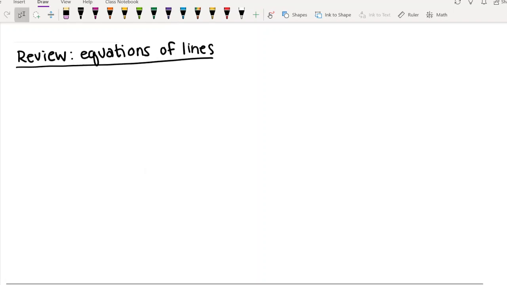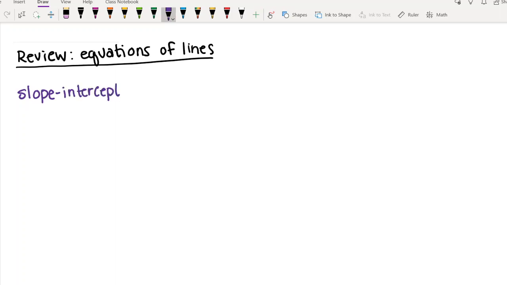So the first one that you may have learned is what's called slope-intercept form. That is y is equal to mx plus b, where m is your slope and b is your y-intercept. So we're actually not really going to be using that form as much. We'll sometimes put things eventually into that form, but there's another form that's actually going to be much more useful to us, and that's what's called point slope form.